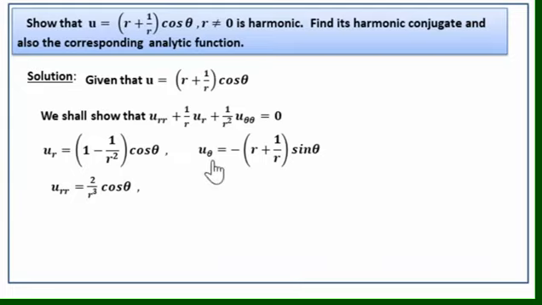Next, u_theta theta. Differentiate u_theta with respect to theta, keeping r constant. R plus 1 by r keep as it is. Here we have a minus sign. So u_theta theta is minus (r plus 1 by r) times the derivative of sin theta, which is cos theta.